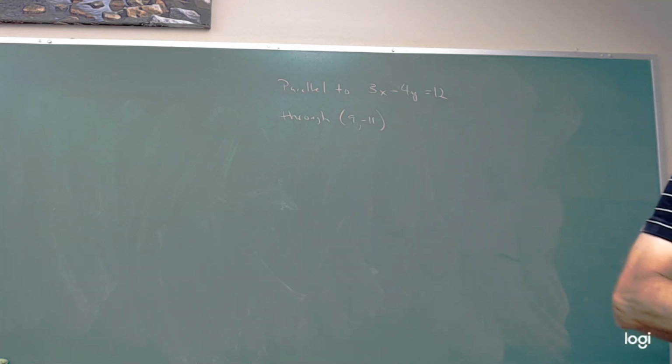So we're going to start the same. We still got to get the first given equation into slope-intercept form. And then once we do that, this time what are we going to do? Just take that slope, leave the rest of it behind, and then use the given point.